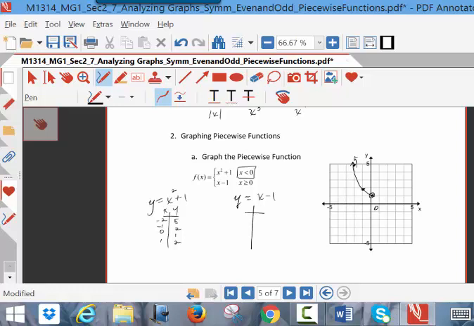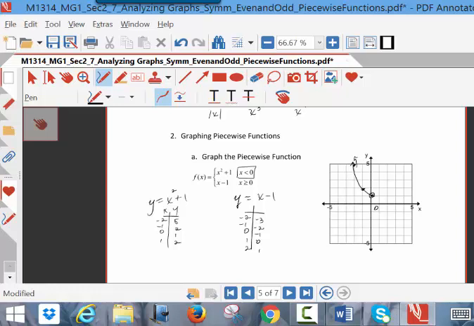Now 0 is one of my parameters, so I need to get 0 in here. And maybe I'll have negative 2, negative 1, 1, 2, but get 0 on that table. Okay, when x is negative 2, x minus 1 is negative 3. When x is negative 1, it's negative 2. X is 0, negative 1. X is 1, 0. X is 2, 1.